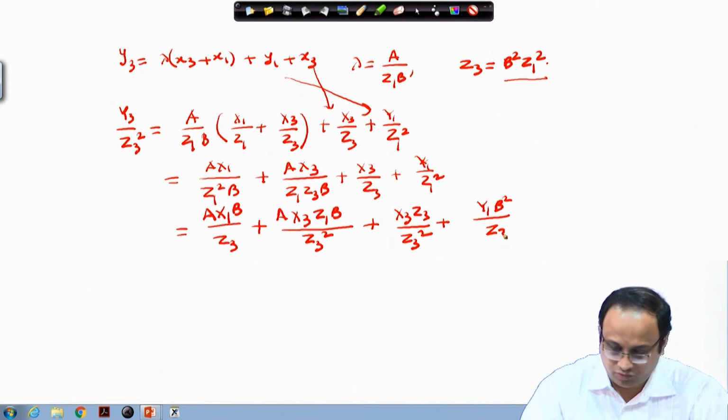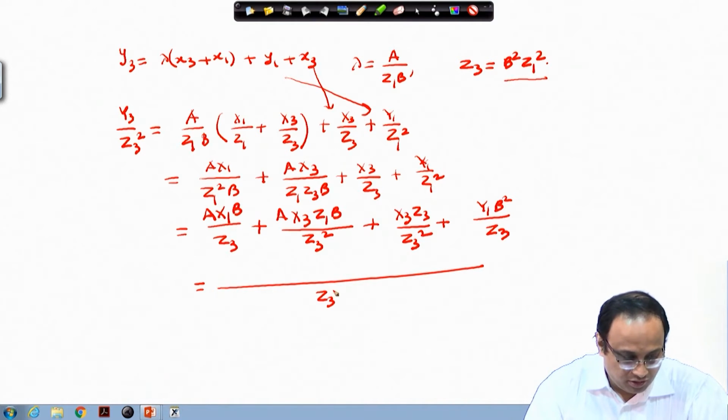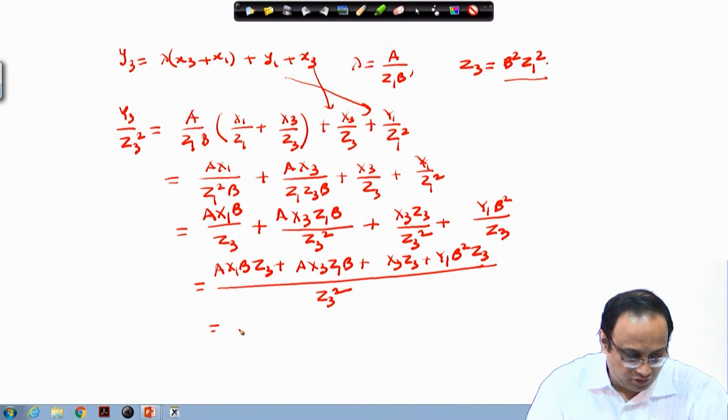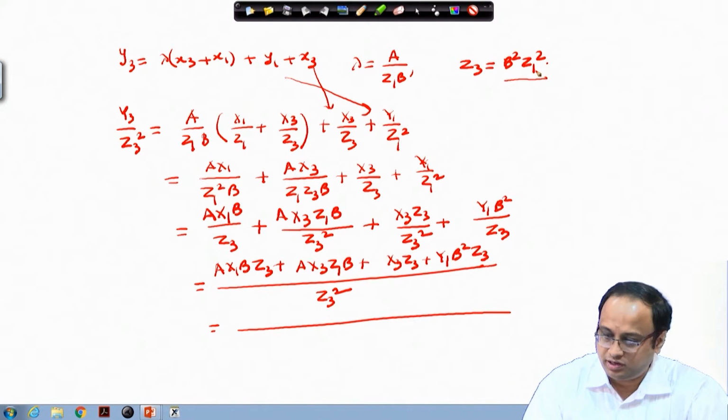So, that is again equal to z3. Okay. So, now we can take z3 square in the denominator, and therefore, the numerator becomes a x1 b z3 plus a x3 z1 b, this does not change, plus x3 z3, this also does not change. This becomes multiplied with z3, y1 b square z3. Okay. And that is equal to, if I write in the numerator again, remember that I have got z3 as equal to b square z1.